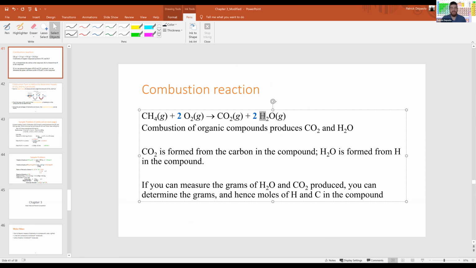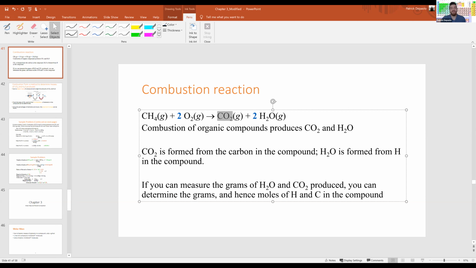Is the only source of hydrogen in the product side. That means once you figure out that amount, you can figure out how much cumin there was, or what the percent of hydrogen was in cumin. The same thing can be done for carbon, because the only source of carbon in combustion products is CO2. So we can also figure out how much percent carbon there is.